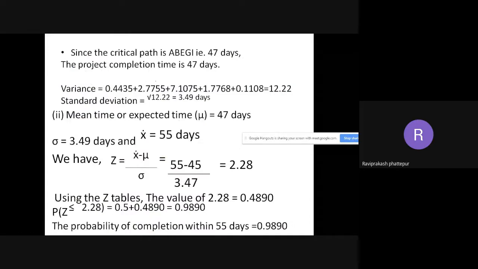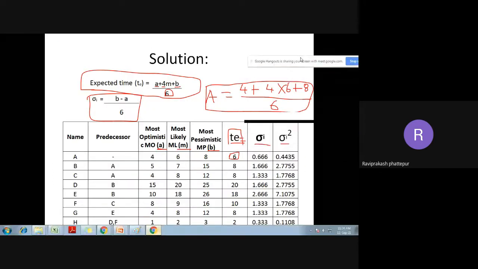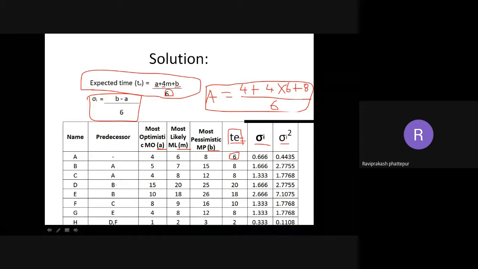Since the critical path is ABEGI, that is 47 days, the project completion time is 47 days. So this is the first one. I have not put the number here. So the first one, duration, I have put. Next is variance we need to calculate. So for variance, what we need to do? Again, I'm coming here for variance.